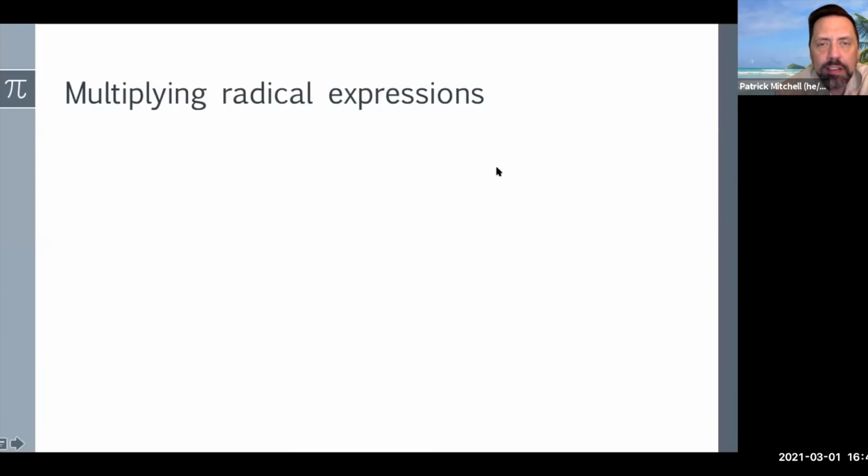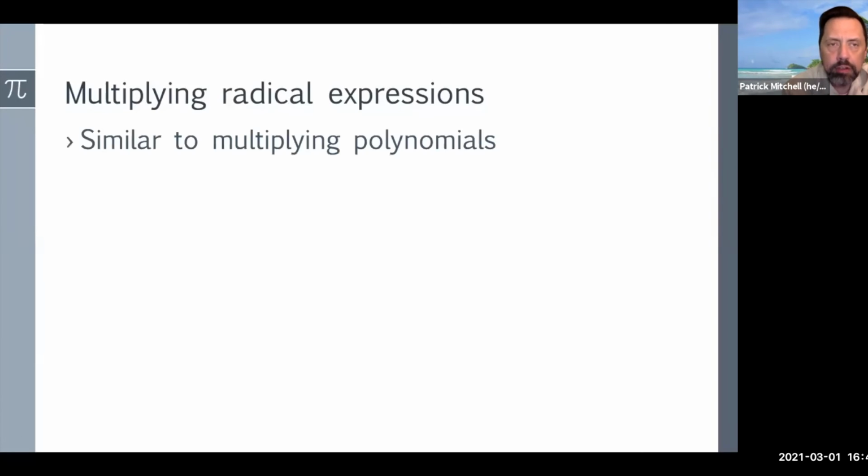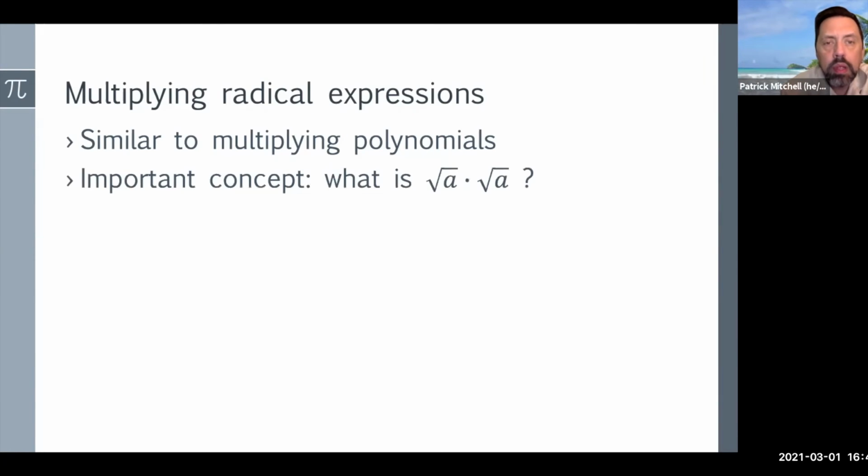All right, that brings us to multiplying radical expressions. Multiplying radical expressions is similar to multiplying polynomials. There is one thing that's going to come up again and again, and that is, what do you get when you multiply two square roots that are the same, like the square root of a times the square root of a? There are probably at least a couple different ways to think about this.